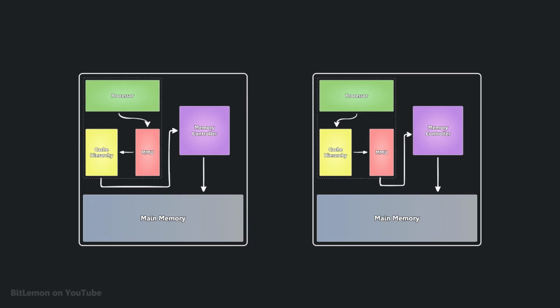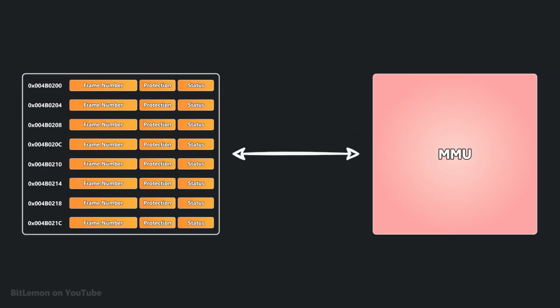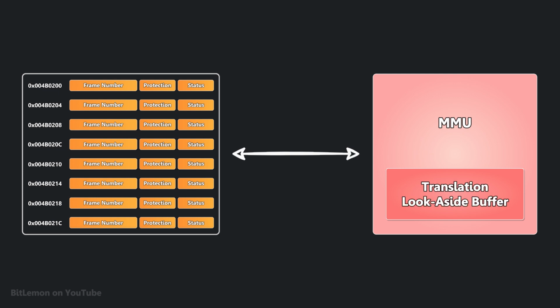So what's the connection between the MMU and the page tables we've discussed for the past several minutes? Well, inside the MMU, there's a cache component called the Translation Lookaside Buffer. And since that name is a bit much for me, I'll just call it TLB.